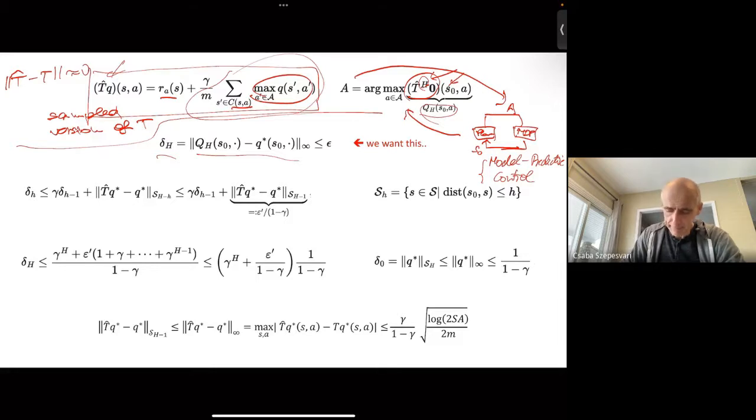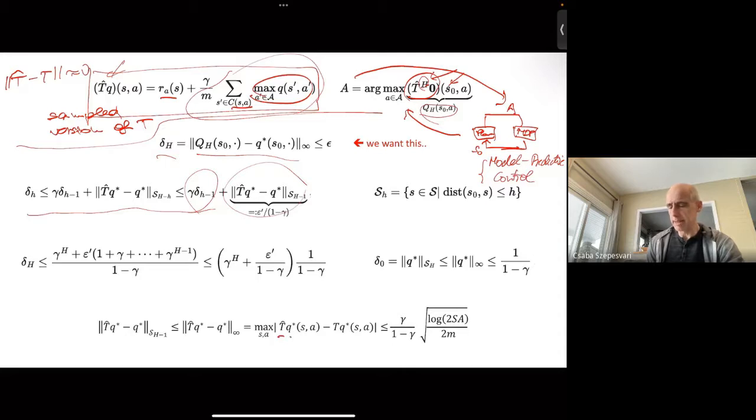q star. And then you can set up a recursion that looks like this, and you end up with two terms. There is a recursive term, and then there is another term where the second term depends on how well t hat is approximating t at the fixed point of t, q star. And q star is this fixed function, which is helpful because then this is just like a standard application of Hoeffding's inequality. So that's shown in the bottom.